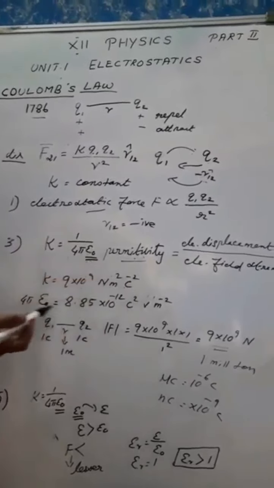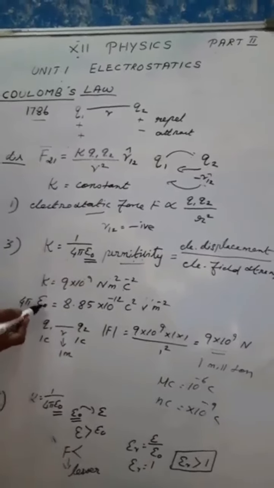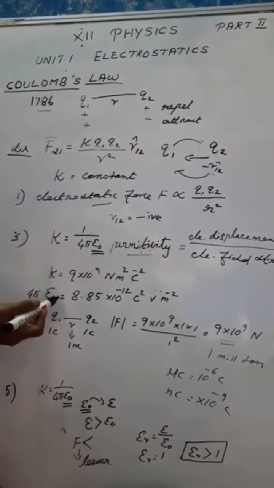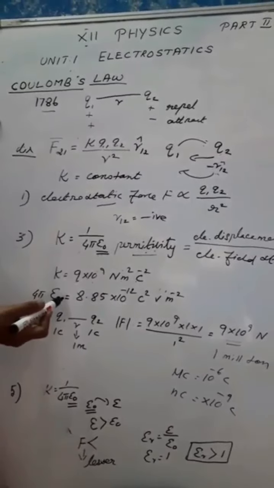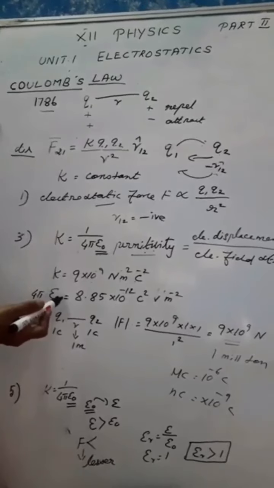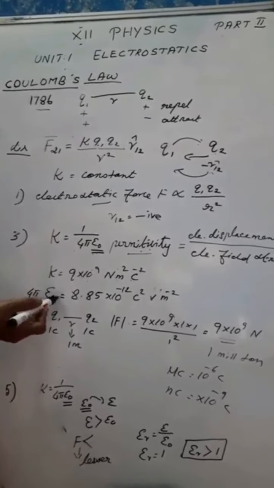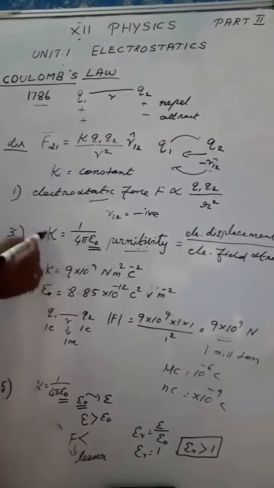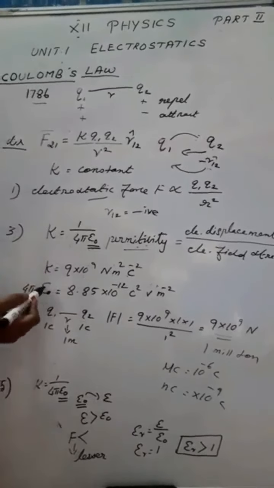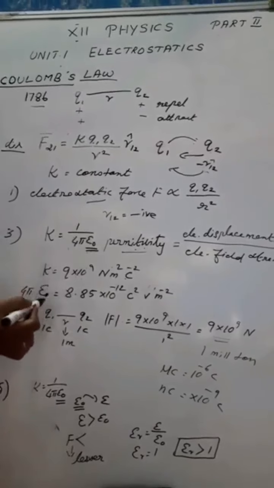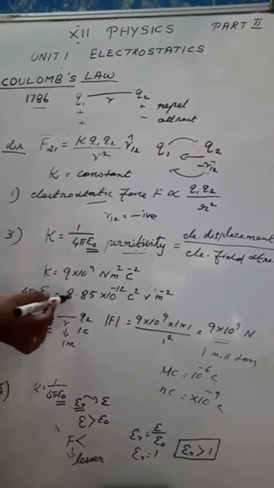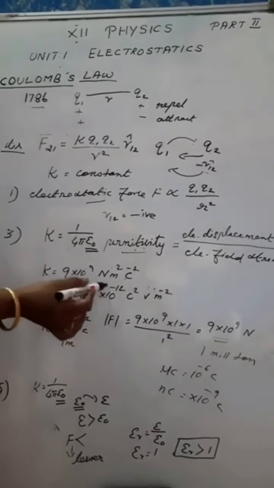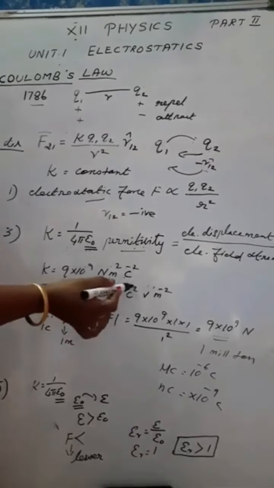Here, the epsilon naught value is equal to 1 by 4 pi k. We just have to interchange. The total value of 1 by 4 pi k is equal to 8.85 into 10 to the power of minus 12 C square N minus 1 m minus 2.